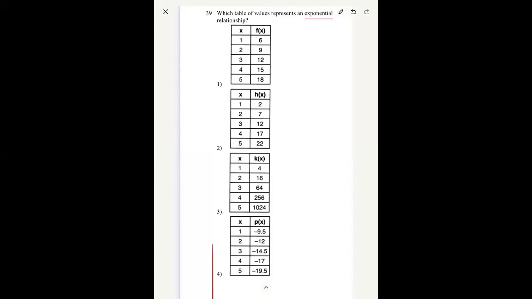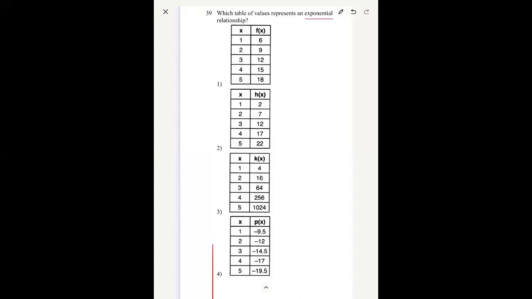This is question number 39 from the Regents review. This is basically a question asking, can you tell whether something is exponential or linear? So let's look at these tables and determine which one of these tables is exponential.